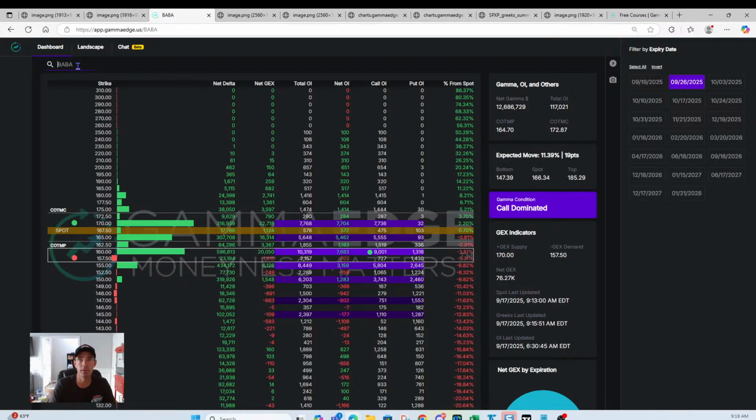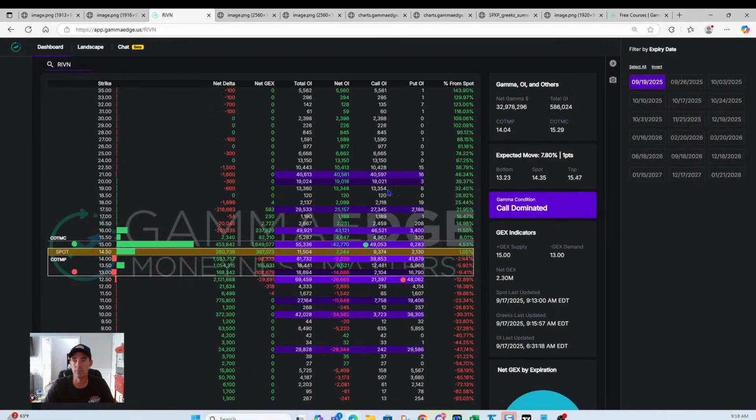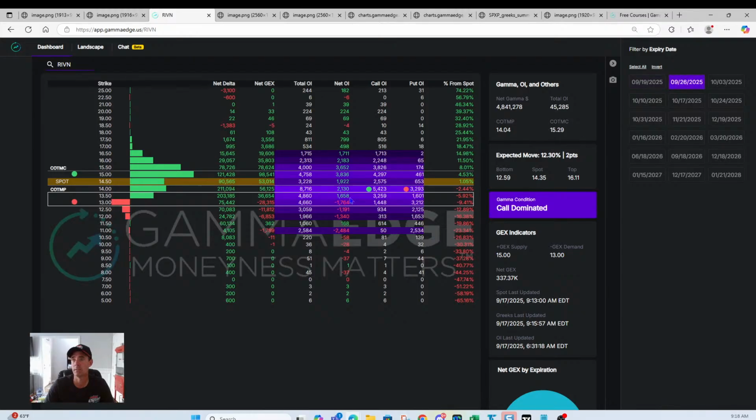Sorry, I missed Rivian. Let me look at Rivian real quick, and then I'll go back to the Chinese stocks. So call dominated above and below spot price looks good. Transition area at the top of the transition area. PGX and COI at 15, so most likely not a significant price appreciation above 15 heading into the monthly OPEX, and the same thing after the OPEX. So let's look at JD.